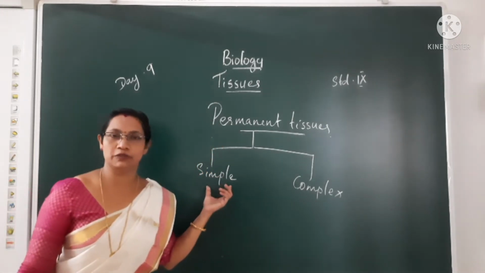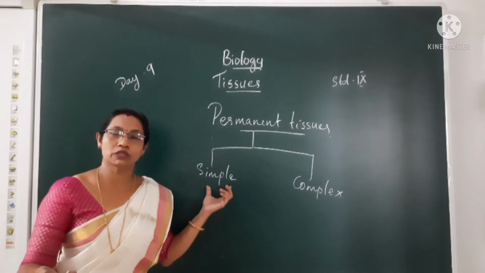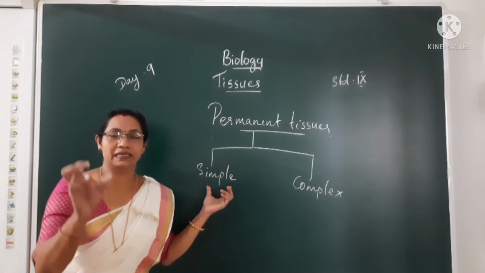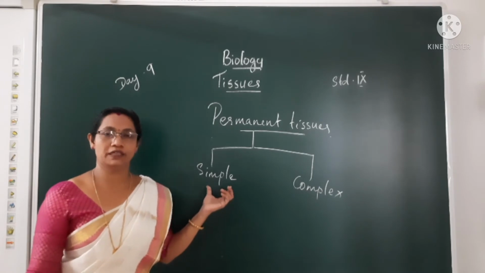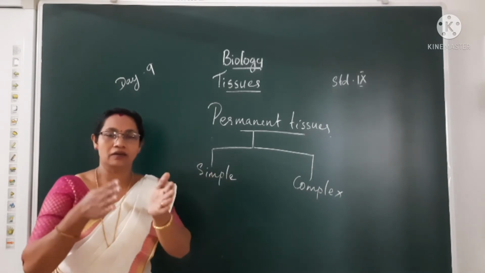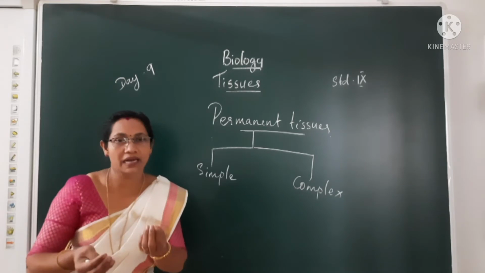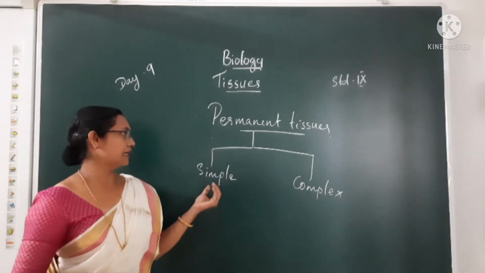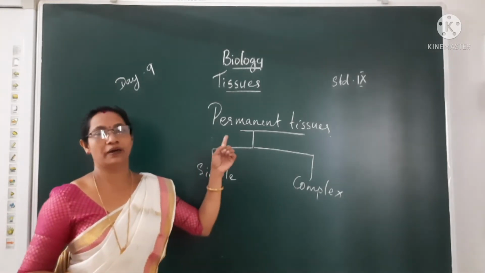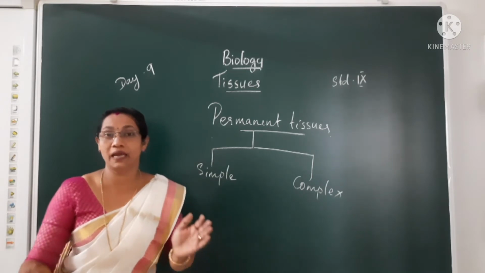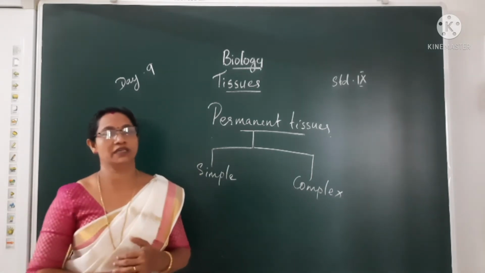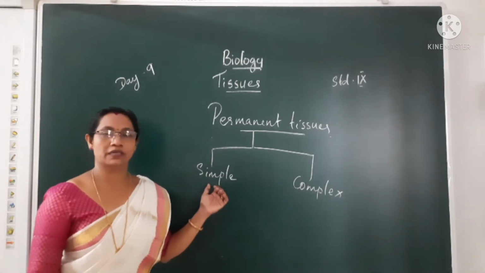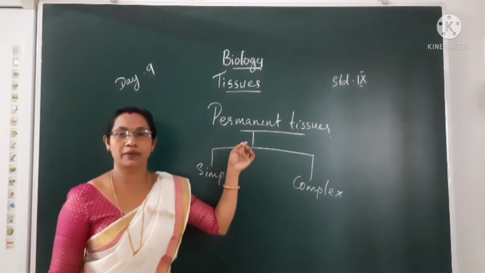Simple permanent tissues means the tissues which are formed by the similar type of cells. If the tissues are formed by the combination of similar type of cells, that are known as the simple permanent tissues. If similar cells join together and perform one function, such tissues are known as simple permanent tissues.